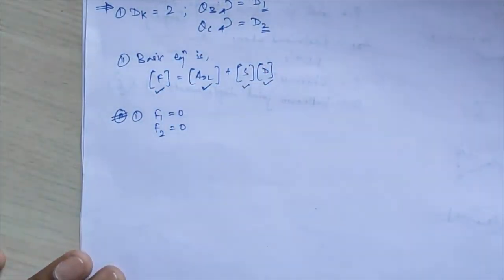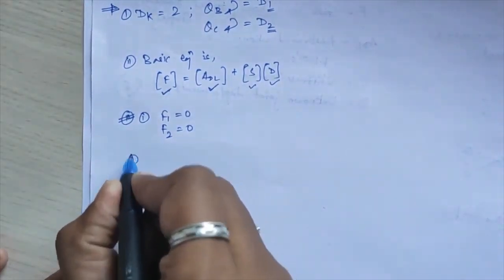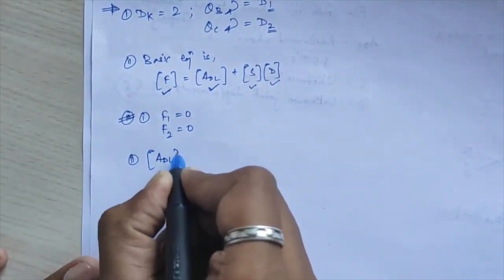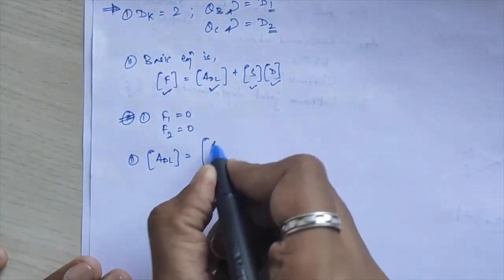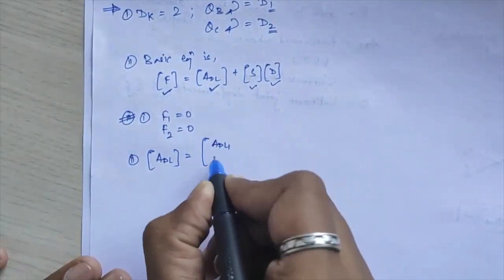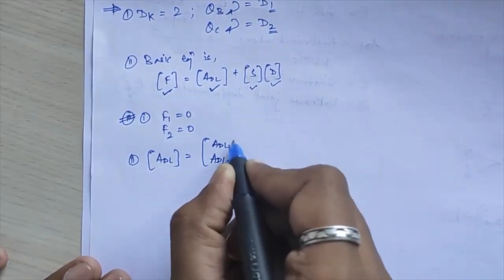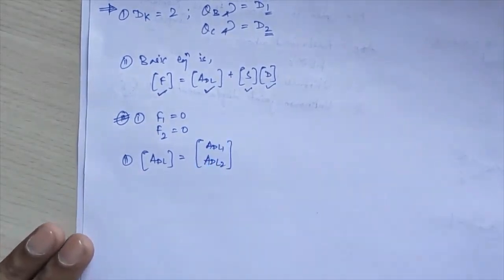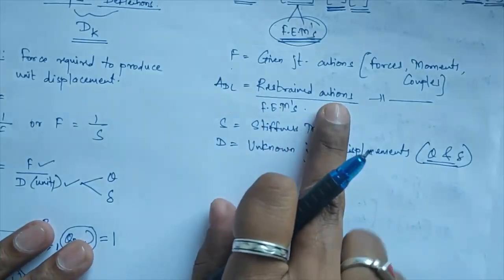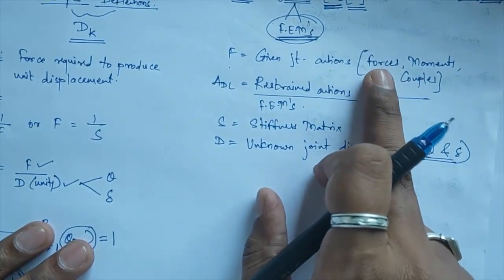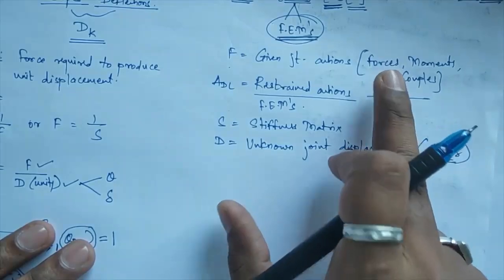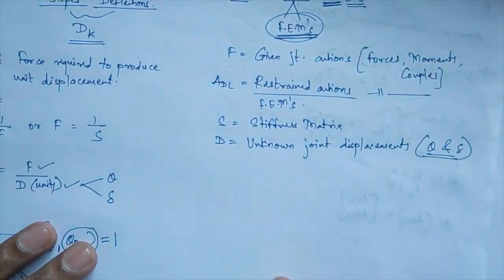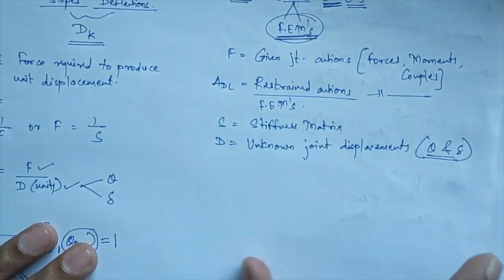Now we are having the ADL matrix. So second, we'll see the ADL matrix. For ADL you will be having these two values, ADL1 for the first coordinate and ADL2 for the second coordinate over there. Now what is ADL? We have seen in our basic equation, these are the restraint actions at the selected coordinates, whether you are having forces, moments or couples acting there. That is, you have to calculate the fixed end moment.